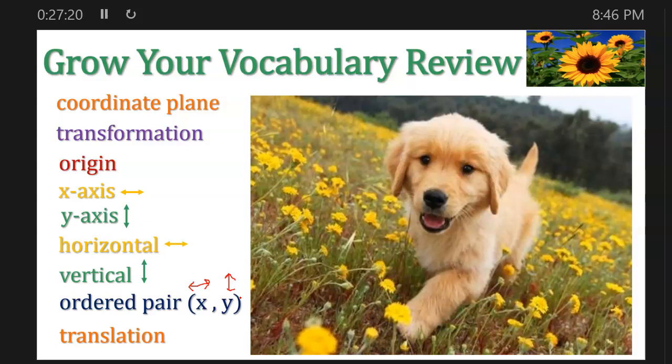And the last word is translation, which is a type of rigid transformation in which a shape is going to move or slide in either right, left, up, or down direction. So it's going to create a congruent shape. The location is going to change, but its orientation and its size will not change.